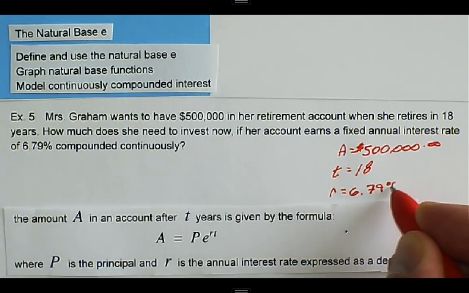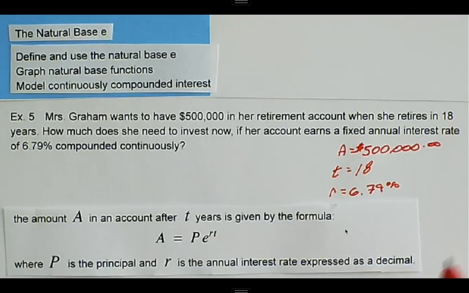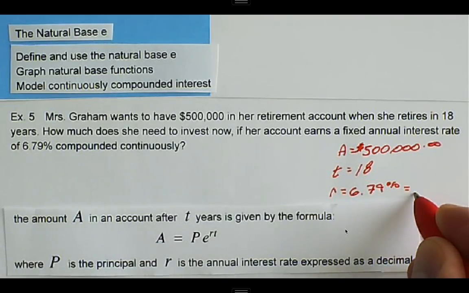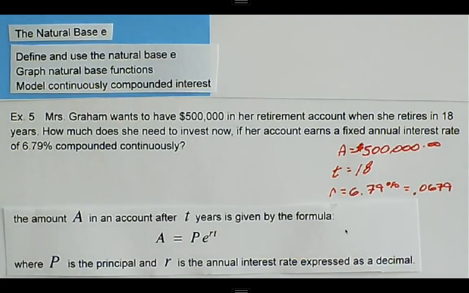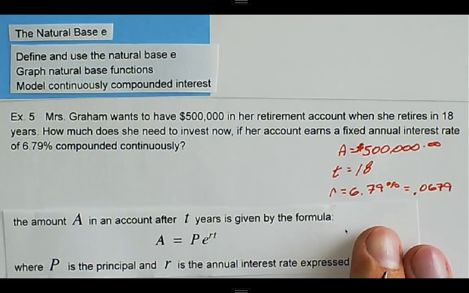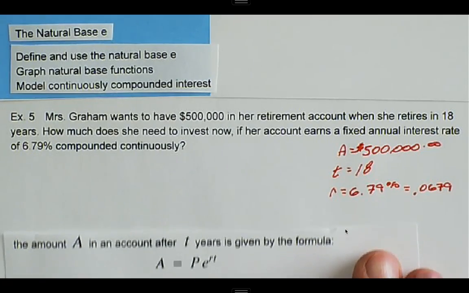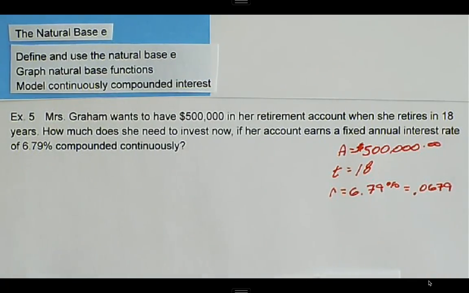But we know that it has to be expressed as a decimal. So when we substitute that into our equation, we're going to use 0.0679. We're going to substitute all those things in, and then we're going to be able to calculate what our P value is.